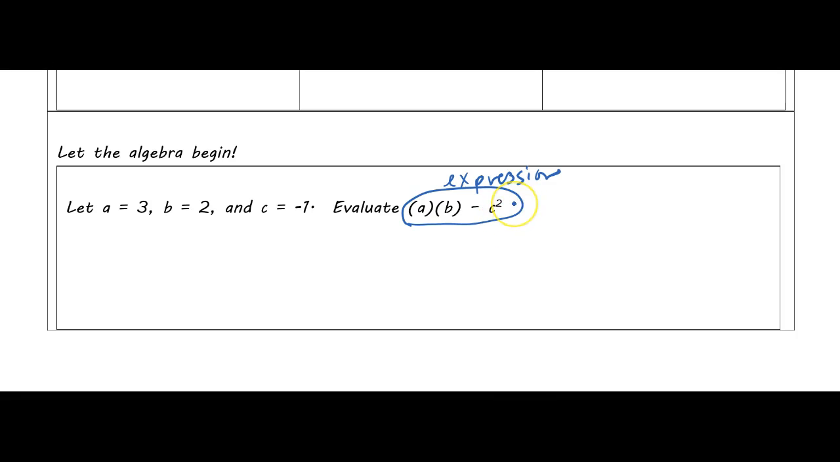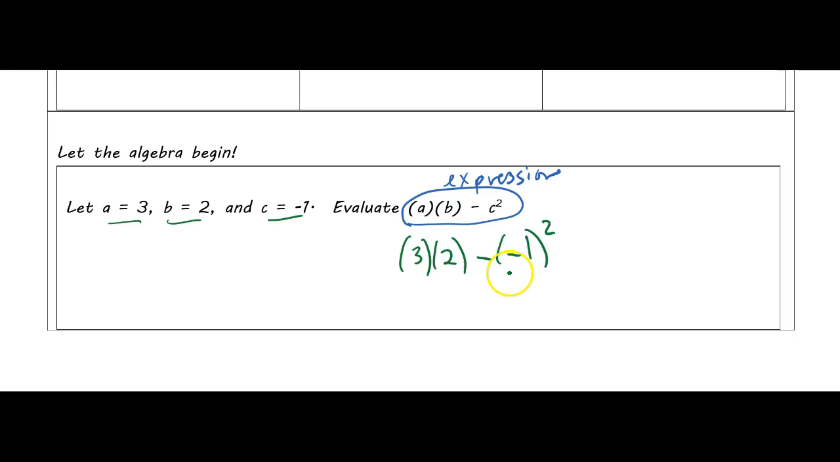All you have to do is kind of intuitive. Some of you probably already know. You're just going to take these values and fill them in and then see what happens. So I'm going to recopy everything and just replace the letters with the numbers. So A is 3. B is 2, minus, C is negative 1, and it's got a squared on it.